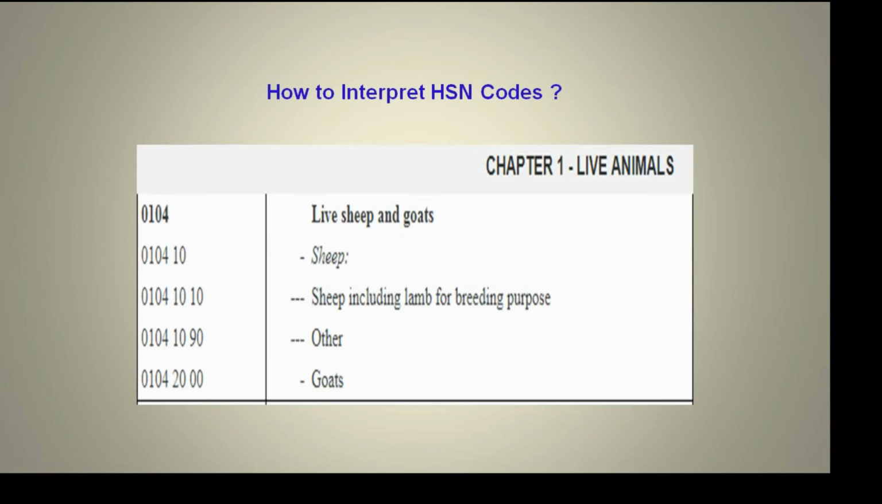How to interpret HSN codes, that is, how these codes are to be read.